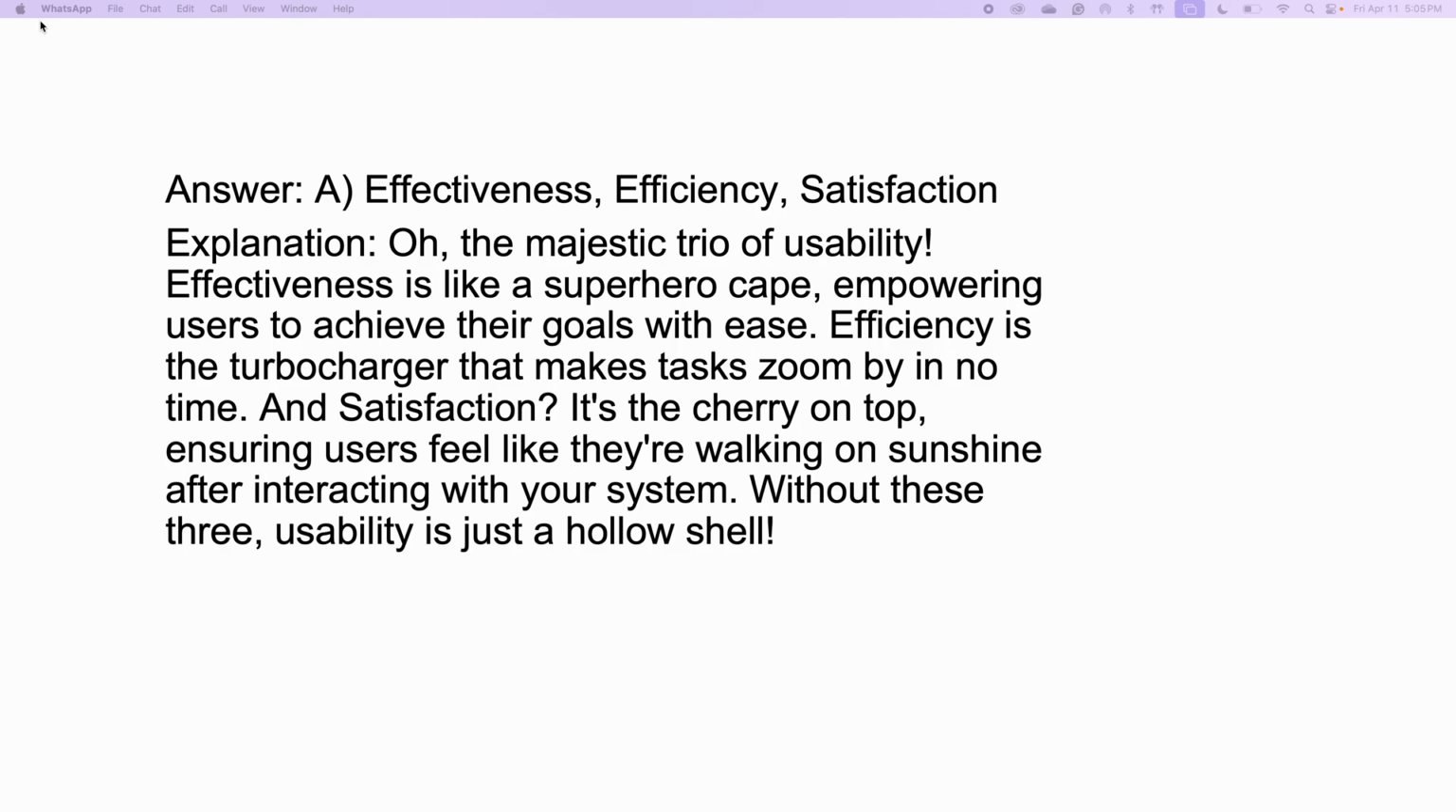As you can read here, option A, effectiveness, efficiency, satisfaction is the right answer, the majestic joy of usability. Effectiveness is like a superhero cape, empowering users to achieve their goals, and efficiency is a turbocharger that makes tasks zoom by, saving time. And satisfaction is the cherry on the top, ensuring users feel like they are walking on sunshine after interacting with your system. So without these three, usability is just a hollow shell. Okay, moving to the next question.